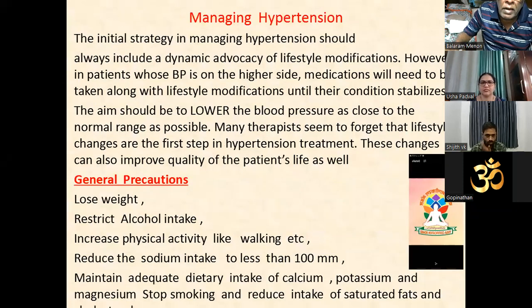The initial strategy in managing hypertension should always include dietary advocacy or lifestyle modification. However, in patients whose BP is on the higher side, medications will need to be taken along with the lifestyle modifications until their condition stabilizes. The aim should be to lower the blood pressure as close to the normal range as possible. Many therapists seem to forget that lifestyle changes are the first step in hypertension treatment. These changes can also improve the quality of the patient's life.